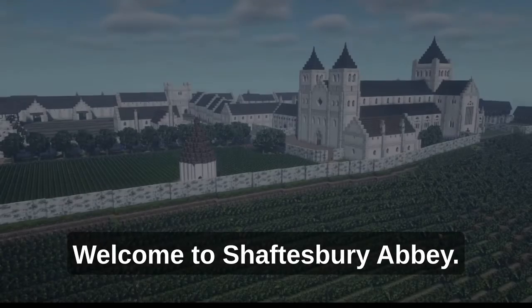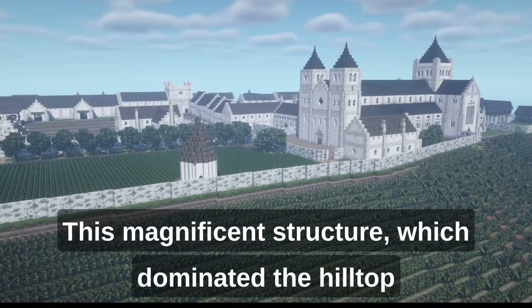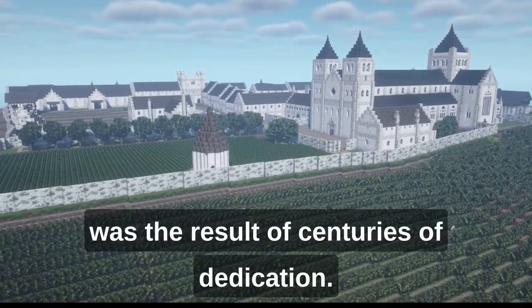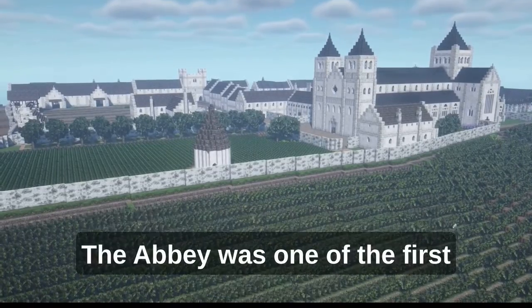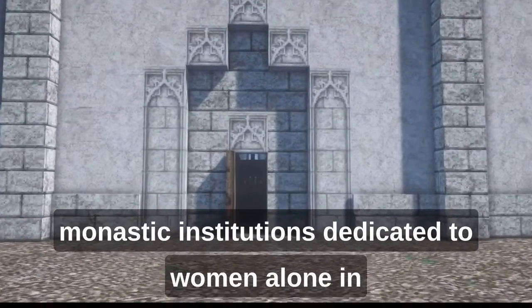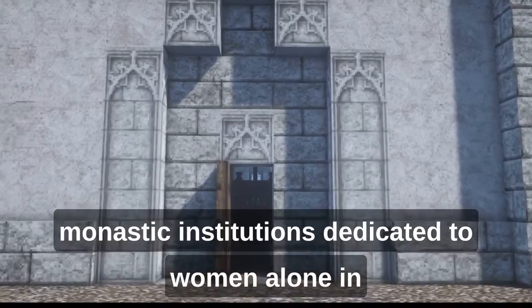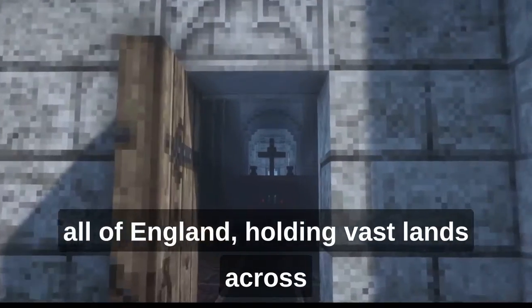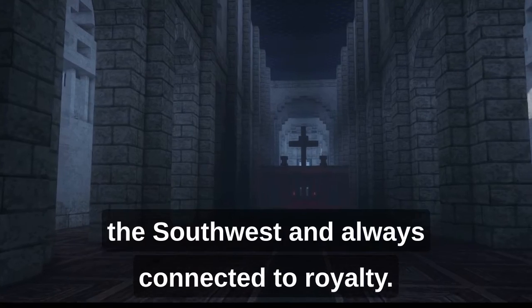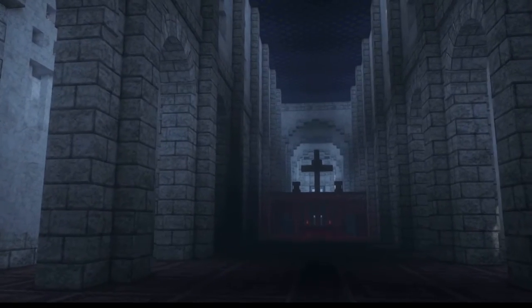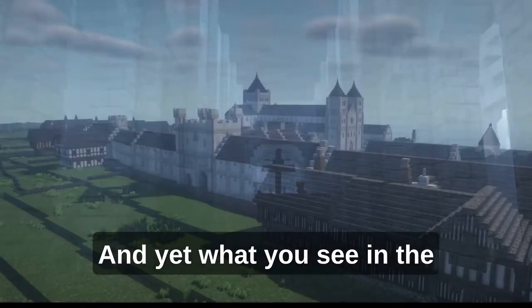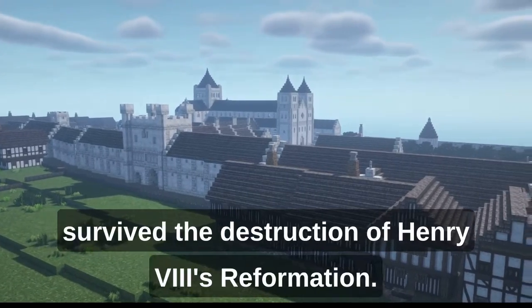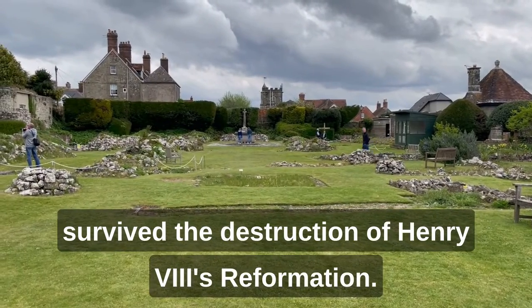Welcome to Shaftesbury Abbey. This magnificent structure, which dominated the hilltop, was the result of centuries of dedication. The abbey was one of the first monastic institutions dedicated to women alone in all of England, holding vast lands across the southwest and always connected to royalty.